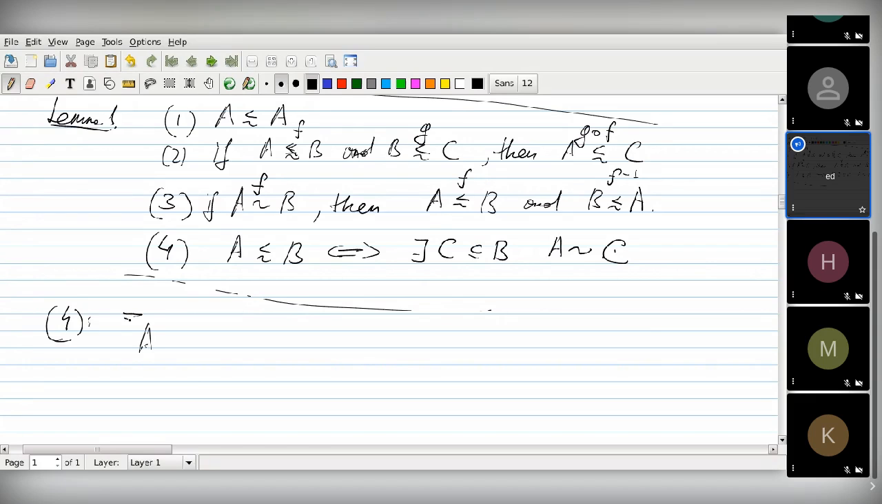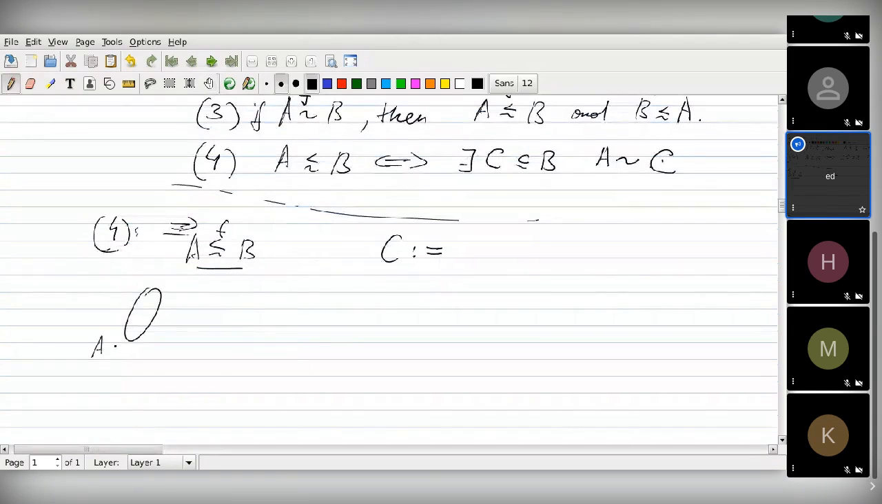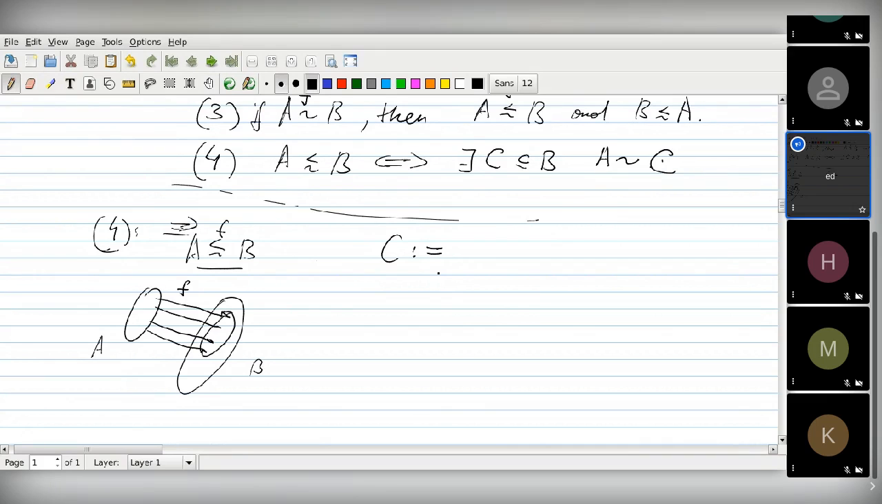First, assume that A is indeed embeddable into B. What can one take as C? So there is an injection F from A to B. What should one take as C? The range of F, or the image of A under F, which is the same in this case. So, of course, this is a subset of B, and on the other hand, this image is equivalent to A, and F is the equivalence. Is it clear? Yeah.